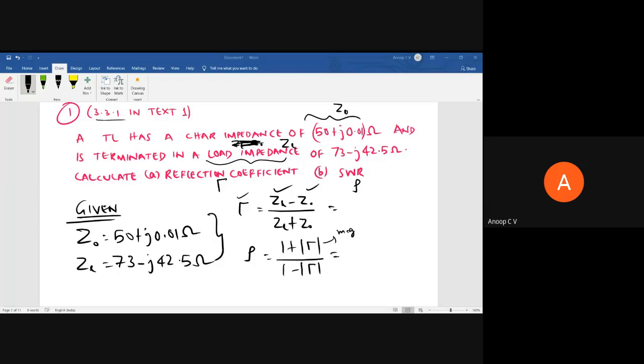Enough, or should I ask more people? What is the class opinion? Tell me, Srisha. What is the answer? 0.377 angle minus 42.7 degree. I'll write, right. 0.377 angle minus 42.7 degree. This is the correct answer.